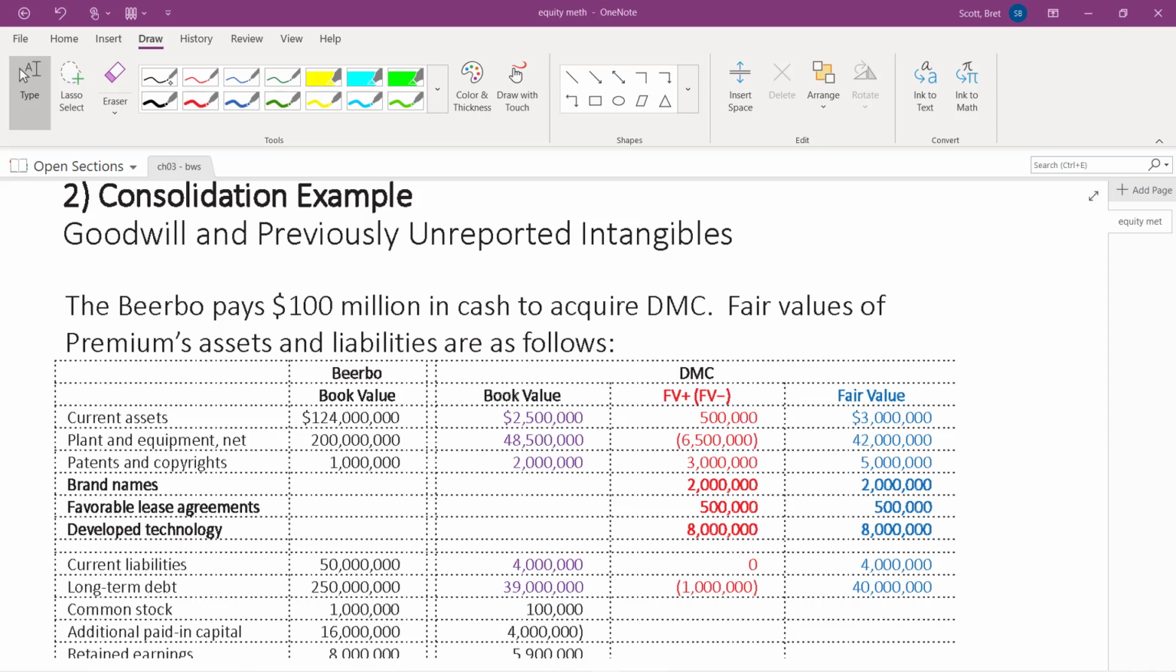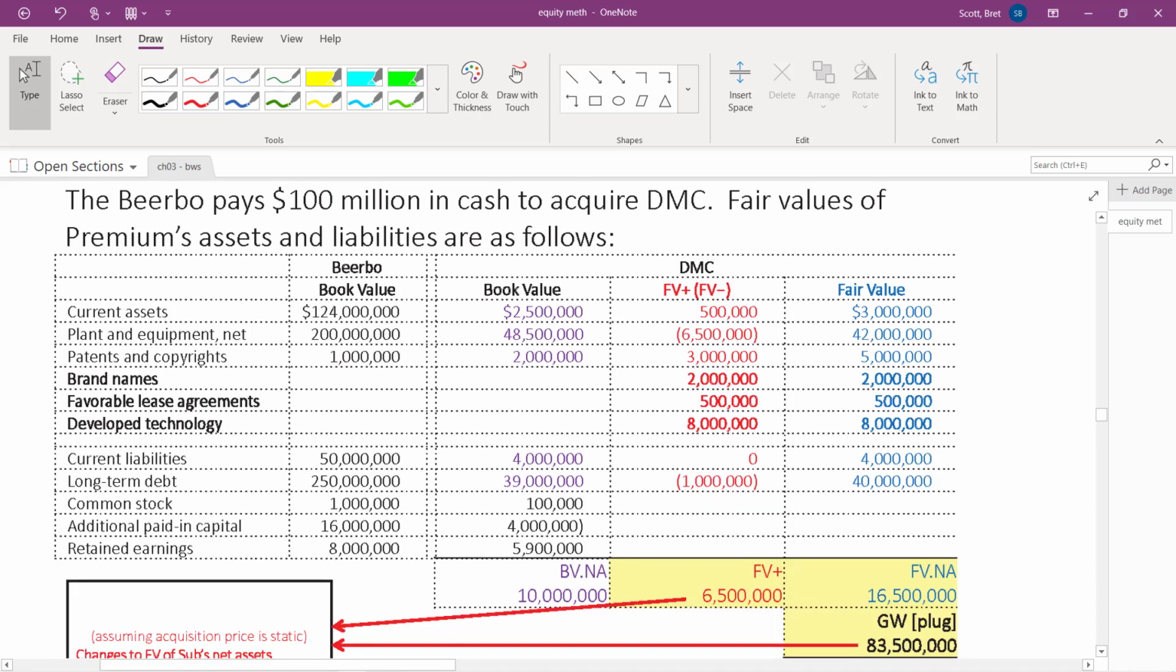Okay, let's look at situations where we have goodwill and any previously unreported intangible assets. In this case, it's the same example, but I have these new things: brand names, developed technology, etc. We're not worried about some awesome workforce. It's great you have seniority, but we're not paying for that. We're still going to pay the $100 million, but we acknowledge that there are these other intangible assets that we need to throw in the mix.